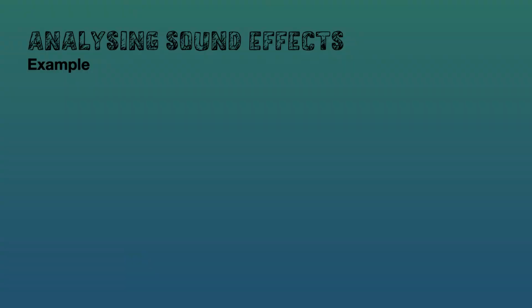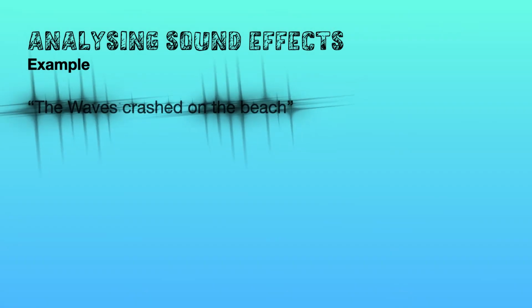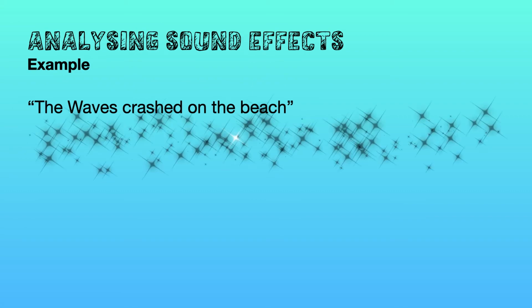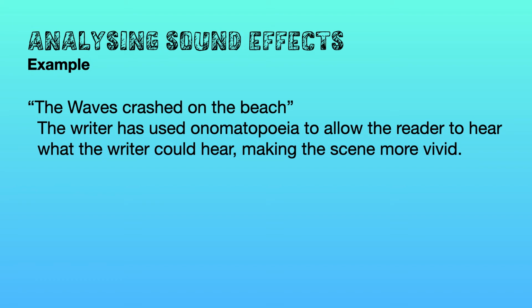So let's look at some examples. The waves crashed on the beach. You could analyse that by saying that the writer has used onomatopoeia to allow the reader to hear what the writer could hear, making the scene more vivid.